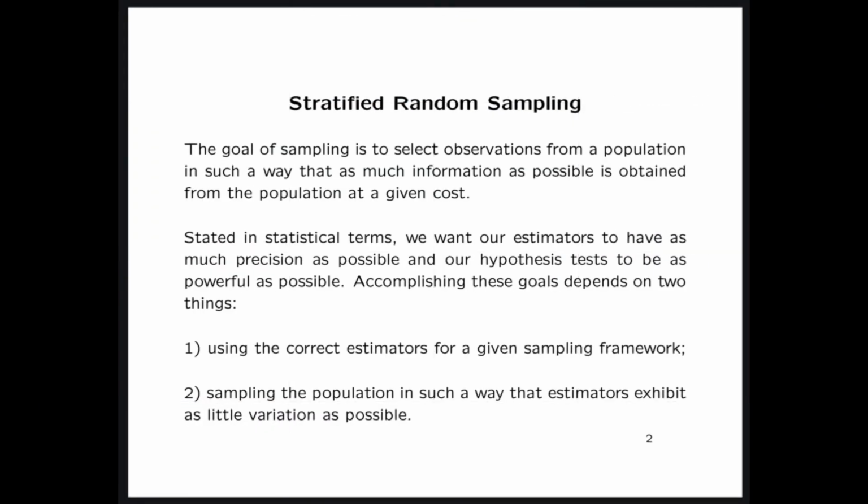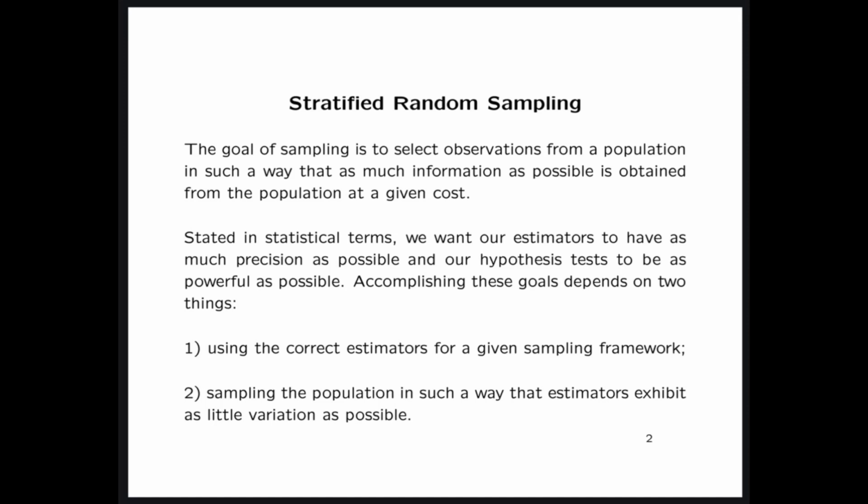Now, the goal of sampling is to select observations from a population in such a way that as much information as possible is obtained from the population for a given cost. Stated in statistical terms, we want our estimators to have as much precision as possible and our hypothesis tests to be as powerful as possible.